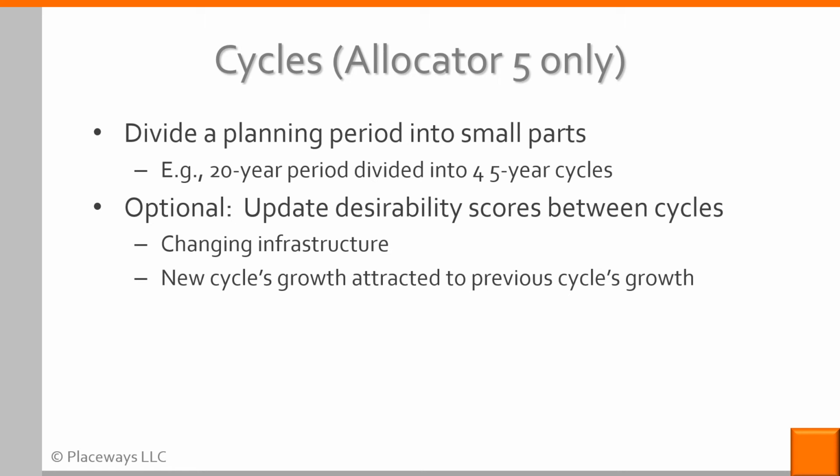In Allocator 5, you have the option to divide your allocation into smaller periods called cycles. For example, you could split 20 years of development into 4 or 5-year cycles and get reports on the progress at each stage. Also, you can update desirability scores between each cycle.